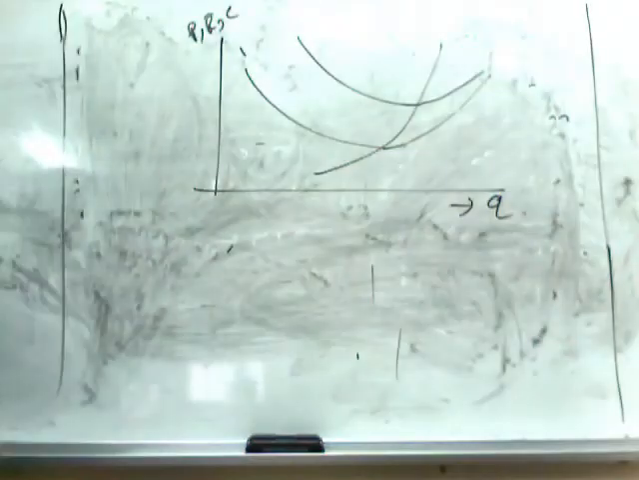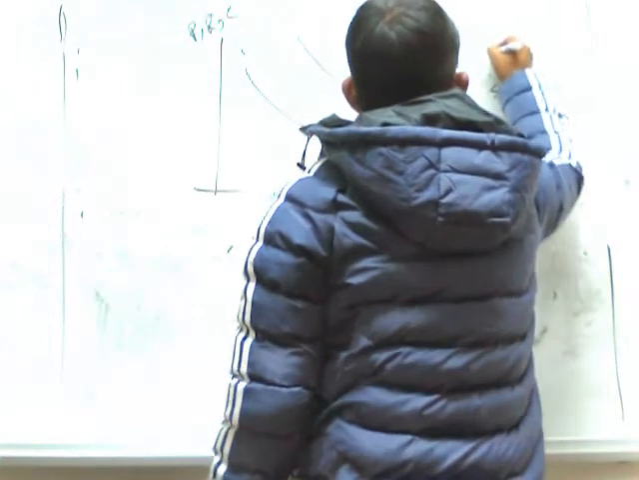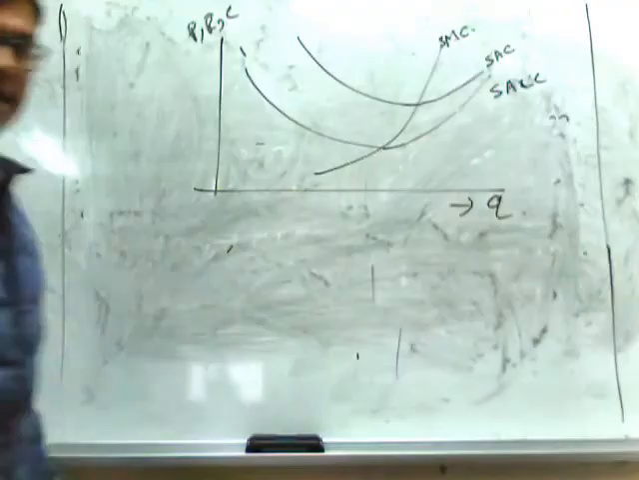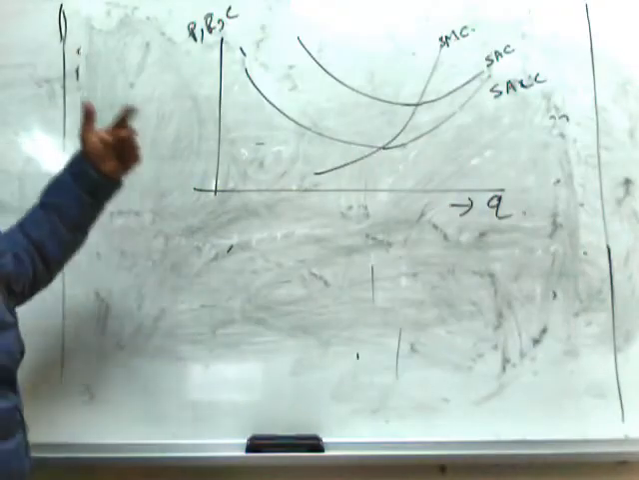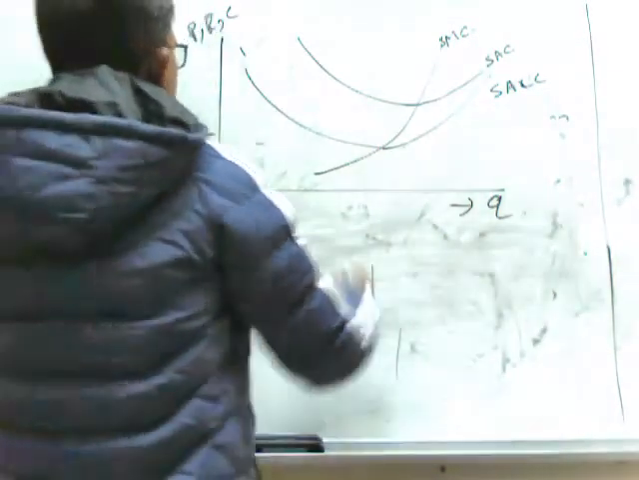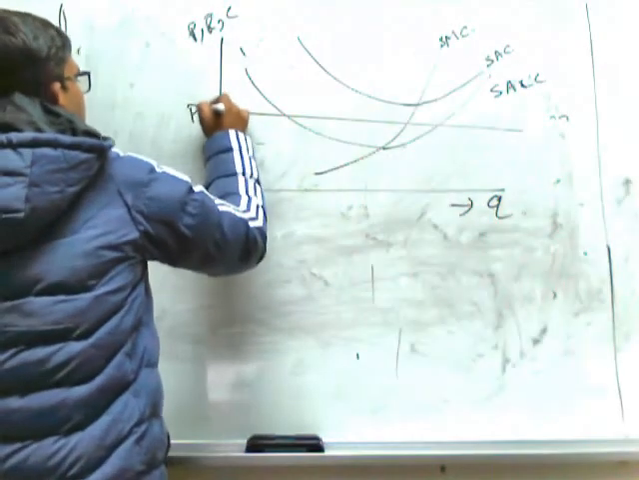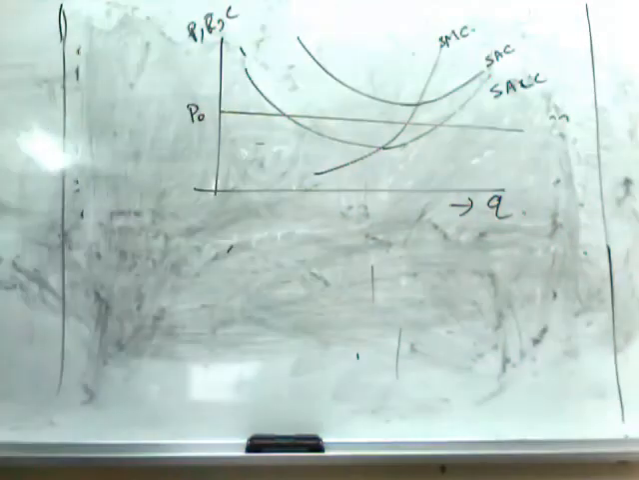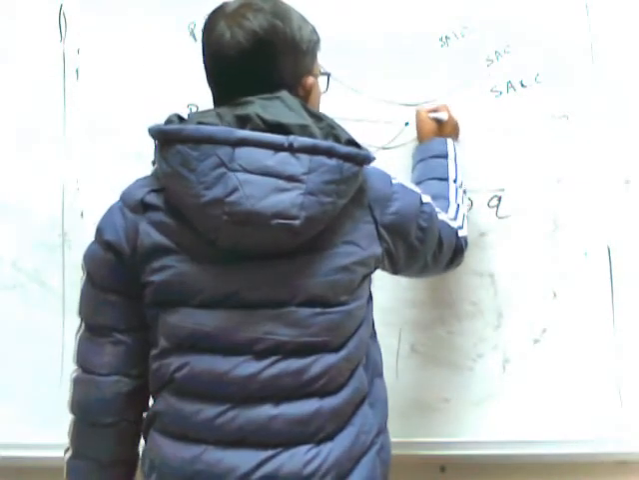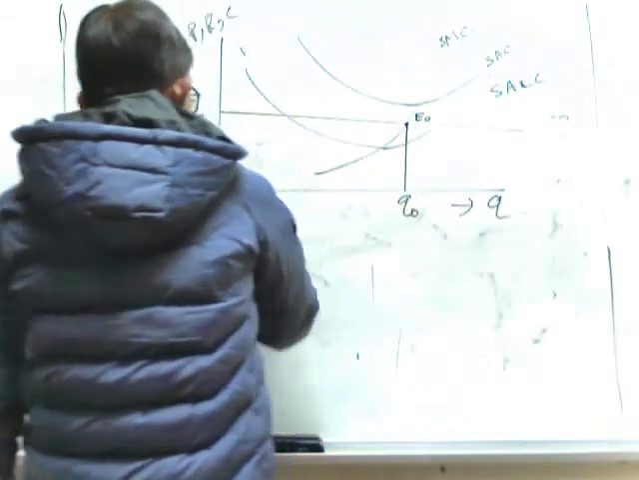So this is the short run average variable cost curve. This is the short run average cost curve. This is the short run marginal cost curve. As usual, the vertical axis represents price, revenue and cost, and the horizontal axis represents the output level. So if we consider that price equals OP0, the equilibrium point is E0, and the equilibrium level of output is OQ0.